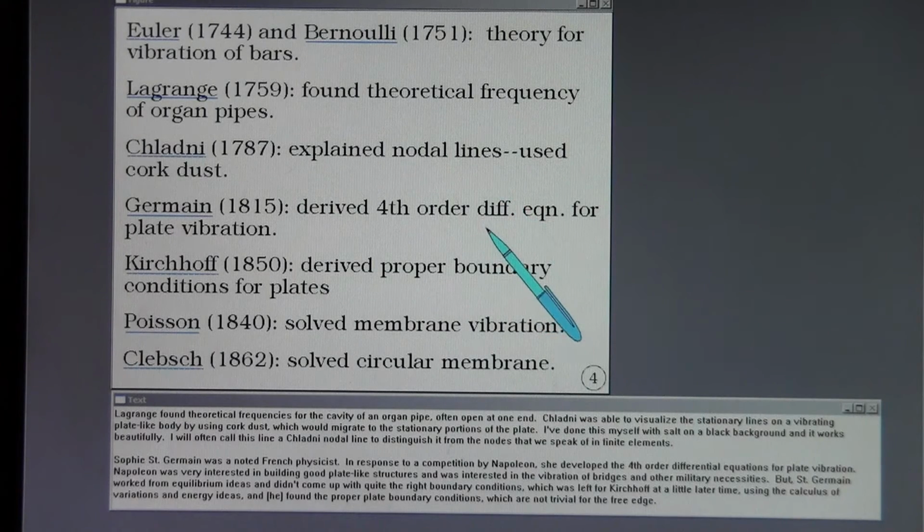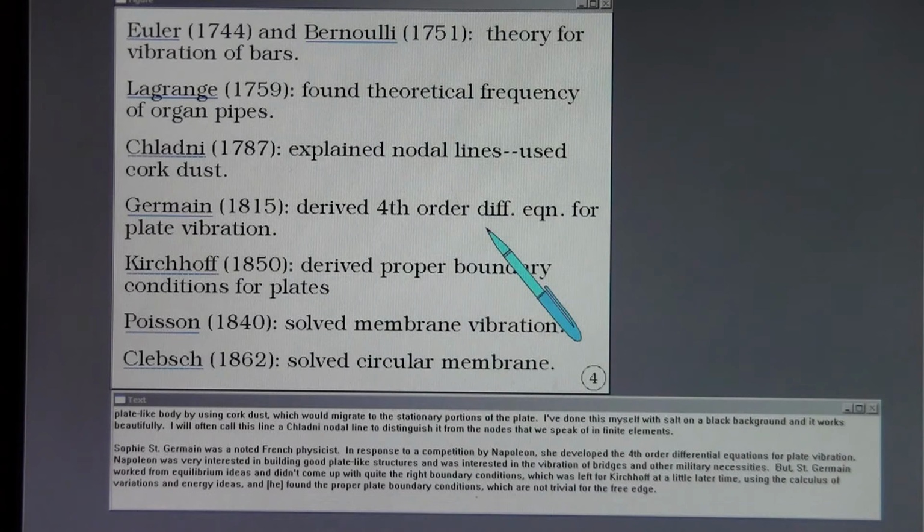In response to a competition by Napoleon, she developed the fourth-order differential equations for plate vibration. Napoleon was very interested in building good plate-like structures and was interested in the vibration of bridges and other military necessities.